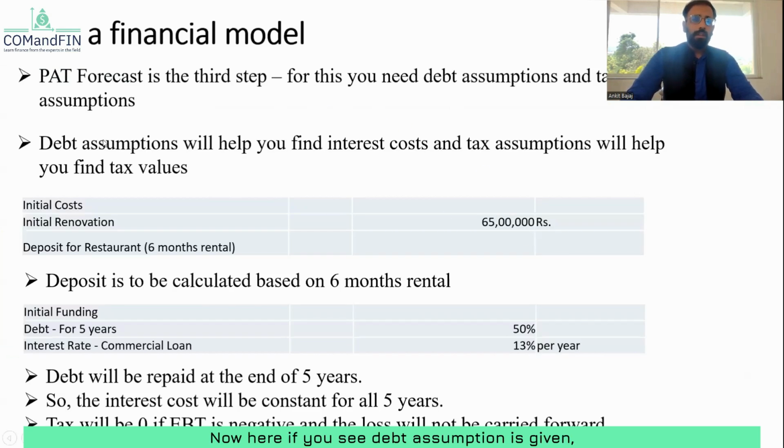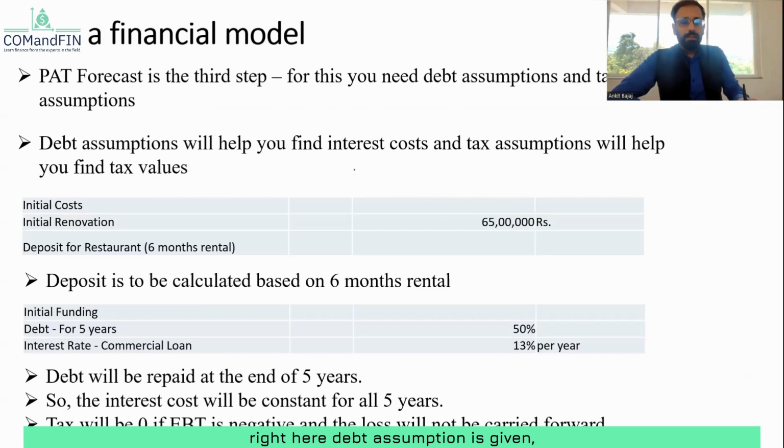Now here, if you see, debt assumption is given, right? Here, debt assumption is given, that is to find out the interest cost. And for tax, we require some assumptions. You can see the initial cost is given as 65 lakh, right?